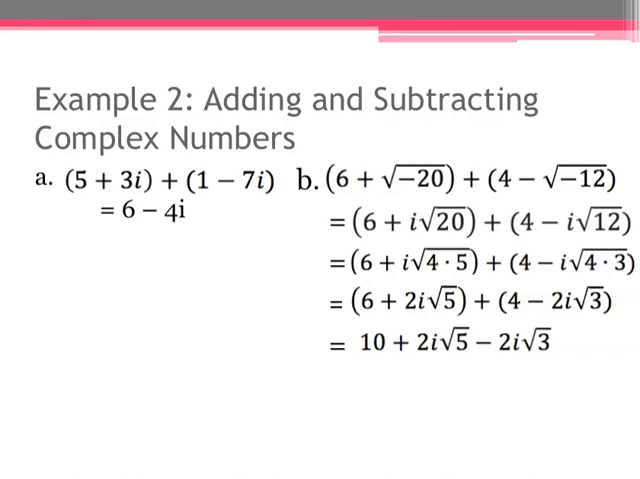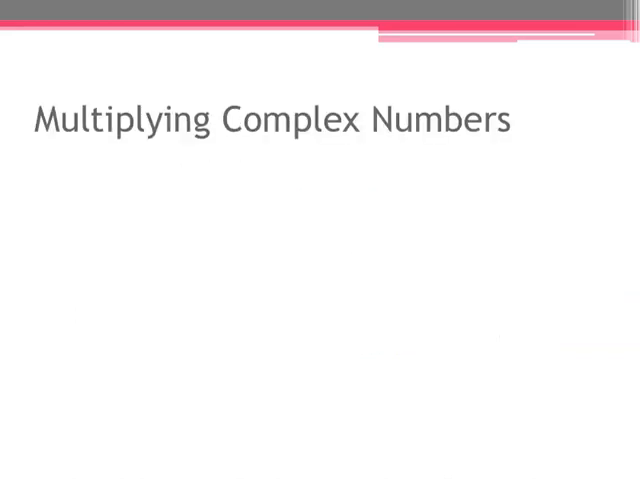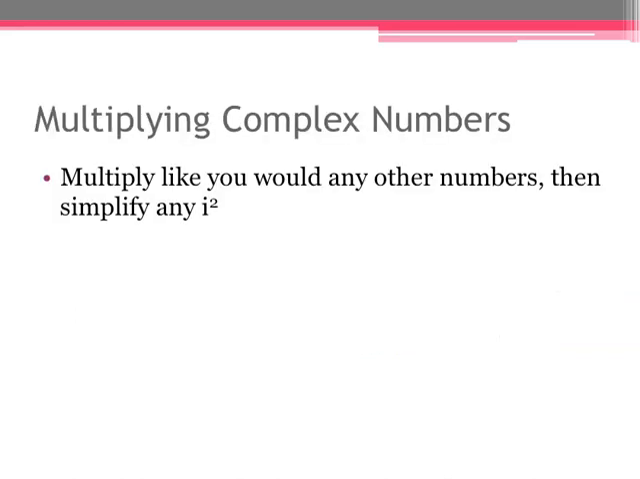All right, so that's adding and subtracting complex numbers. Next, we're going to talk about multiplying complex numbers. So when you're multiplying, you would multiply like you would any other numbers, and then if you have any i squareds, you want to simplify. If after simplifying, you can combine anything else, you should do that.